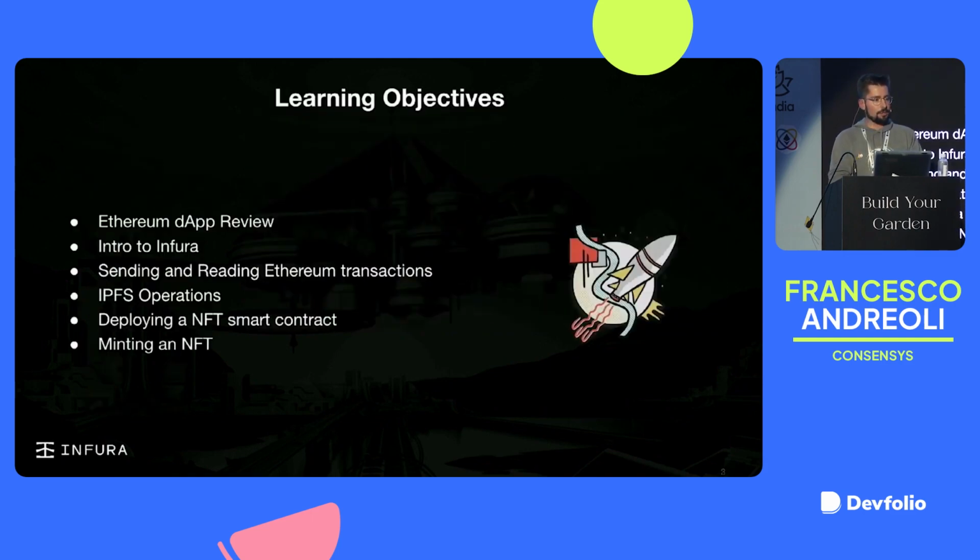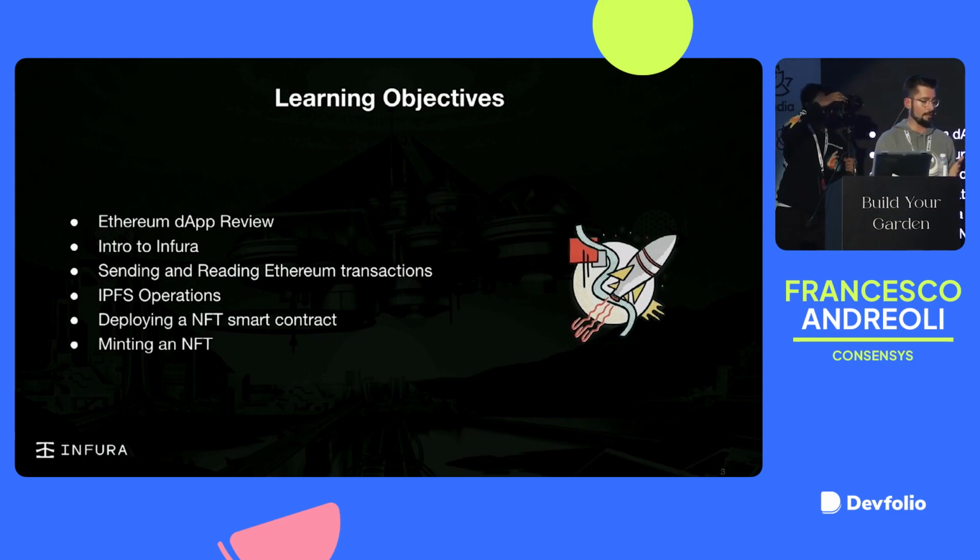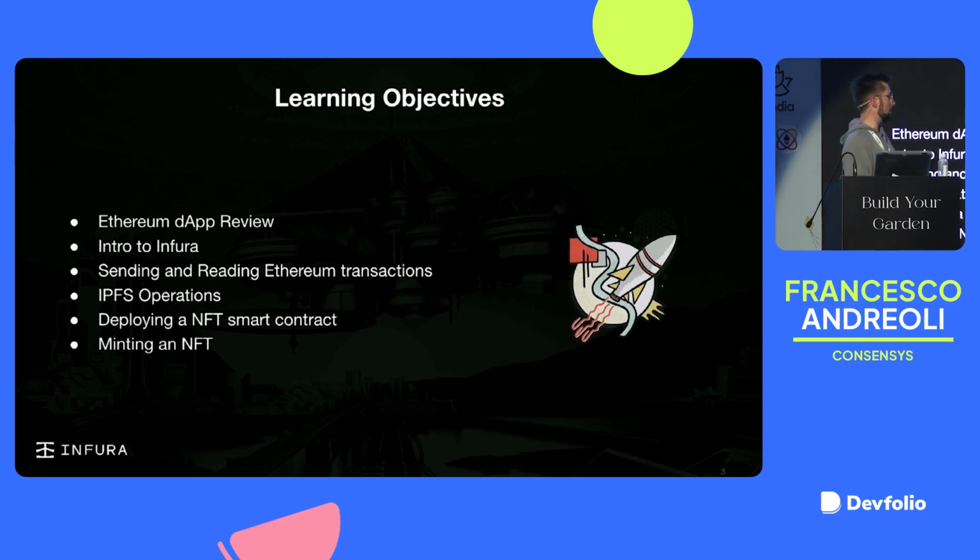So the idea of this workshop is to get an idea of how a DApp looks: the structure and the infrastructure that you want, and an intro to Infura. Then we do 4 basic operations: sending and reading Ethereum transactions, and an IPFS transaction where we store an image. If we have time, I don't think we will, but I will definitely send you the resources: deploying an NFT on mainnet and minting an NFT on mainnet.